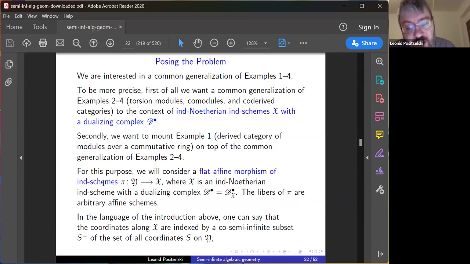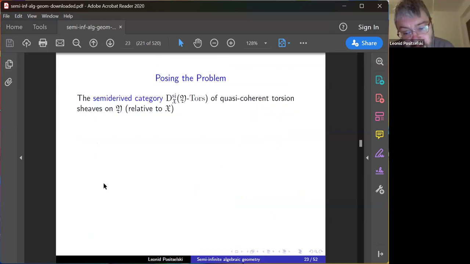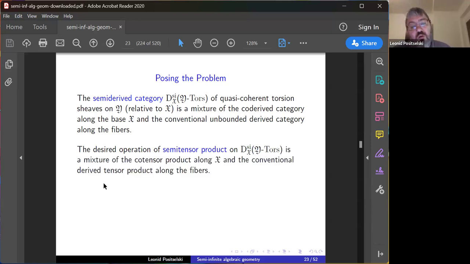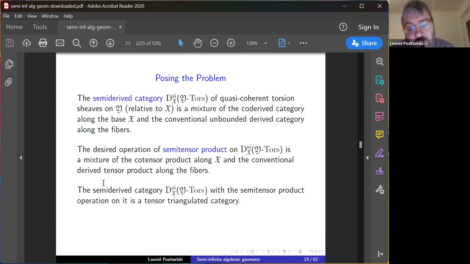In the language of the introduction above, one can say that the coordinates along X are indexed by a co-infinite subset S minus of the set of all coordinates S on Y, while the coordinates along the fibers of pi are indexed by a semi-infinite subset S plus. The semiderived category of quasi-coherent torsion sheaves on Y relative to X is a mixture of the coderived category along the base X and the conventional unbounded derived category along the fibers. The desired operation of semitensor product on the semiderived category is a mixture of the cotensor product along X and the conventional derived tensor product along the fibers. The semiderived category with the semitensor product operation on it is a tensor triangulated category.